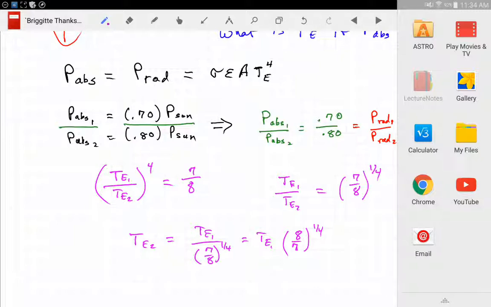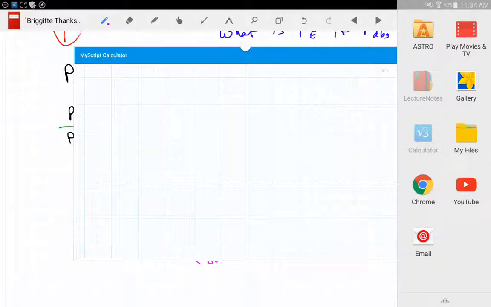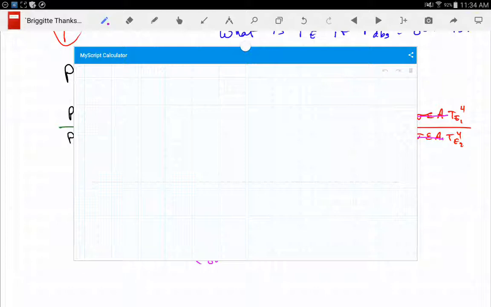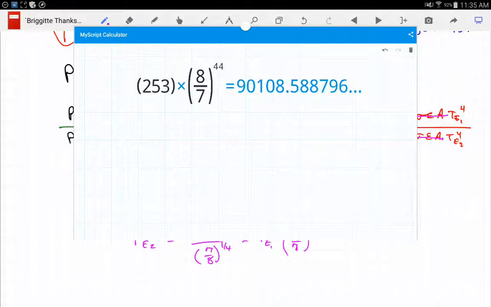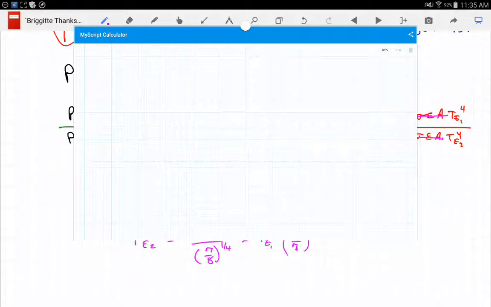So that's going to be, how's that? Right on top. Excellent. I think I can move it up there. Yeah. Well, it's going to be equal to 253 kelvins multiplied by 8/7 raised to the 1/4. Let's see if that came out. Nope. It's easiest just to delete it and start over.